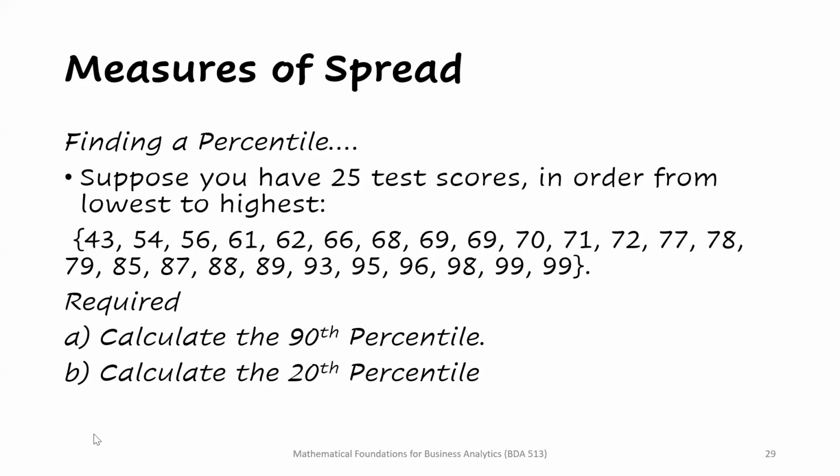Okay, and then the meaning of the percentile is that if it is the 20th percentile, that means that 20% of whatever data you are looking at is below the value that you've calculated. If it is the 80th percentile, that means that 80% of the data is below the value you've calculated.